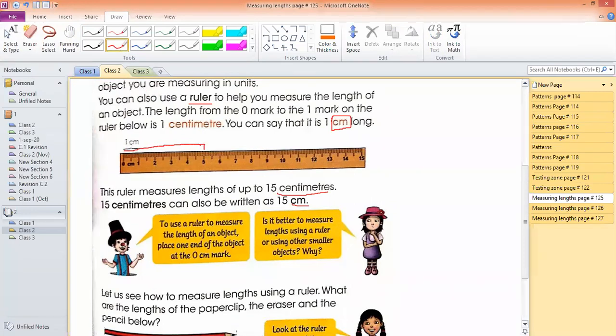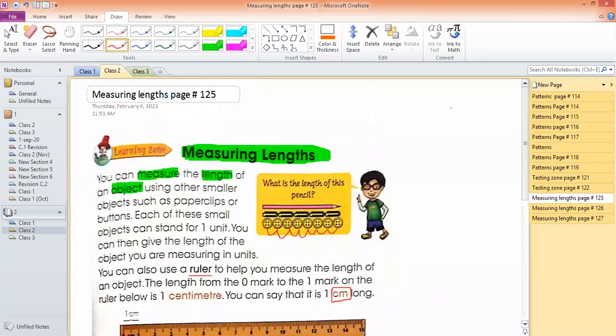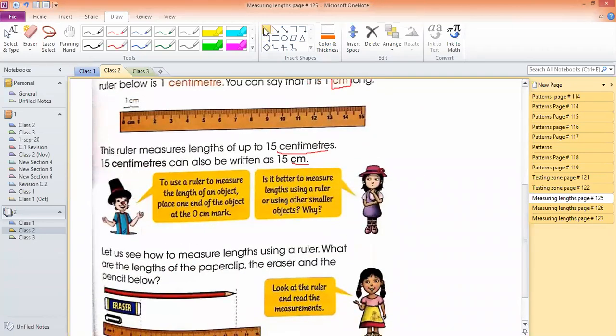So you will say, sir, it is 5 centimeter long. Okay. If you draw one line, let's suppose I need to draw a line here, from 0 up to 9, and I will ask you, can you tell me how much long this line is? Yes, guys, can you tell me how much long this line is?